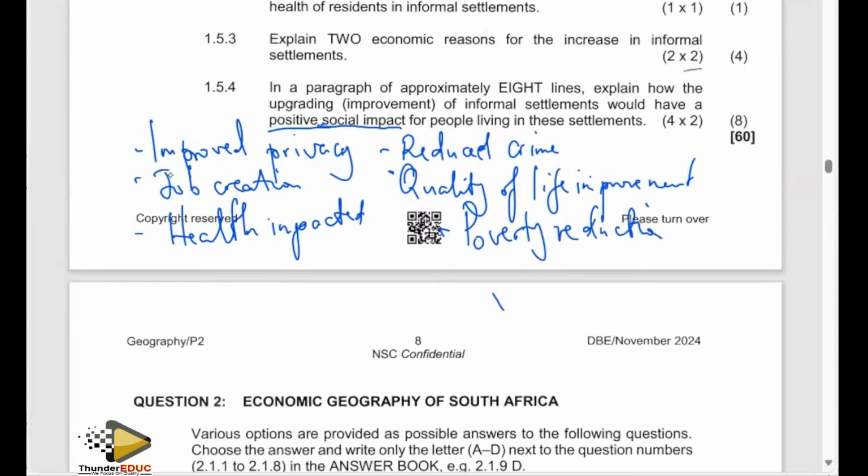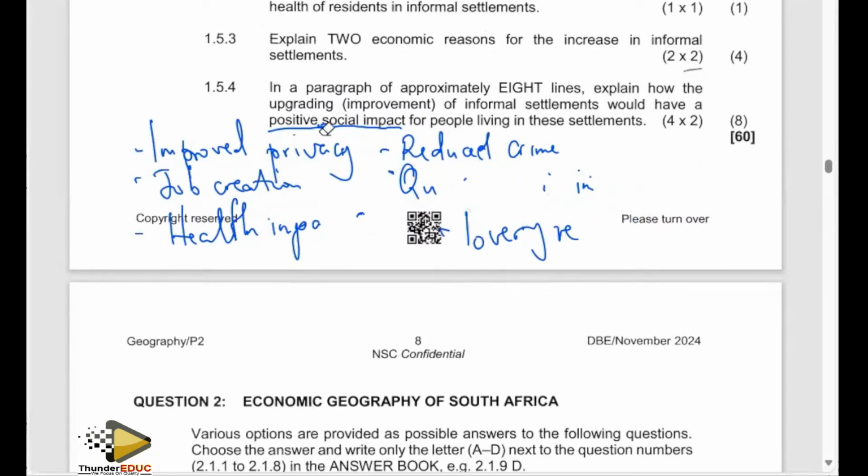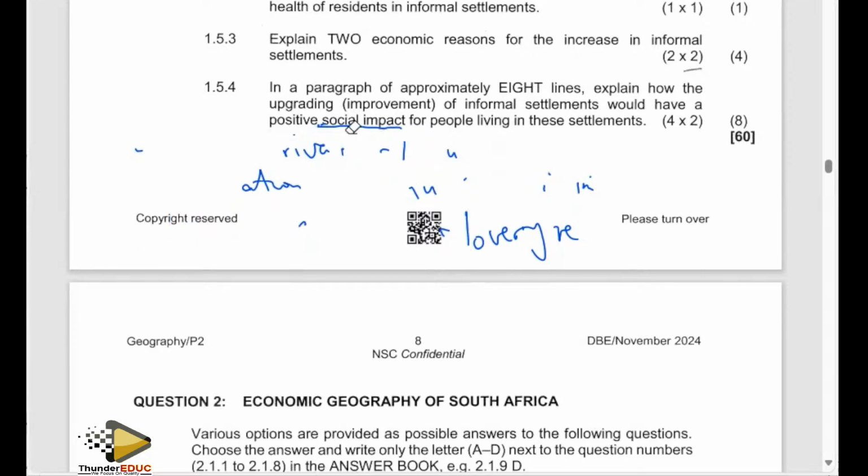Right. So these are some of the responses that you can highlight or discuss. That marks the end of question number 1, with 60 marks. That is rural and urban settlements. The next thing is to go to question number 2. Question number 2 is solely based on the economic geography of South Africa. The first question is basically a multiple choice question.